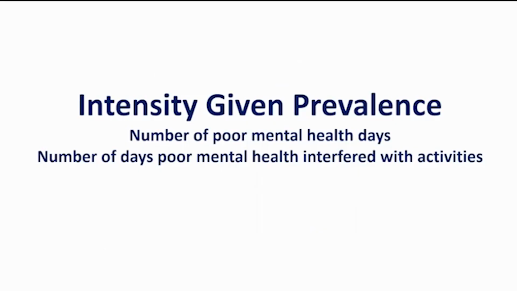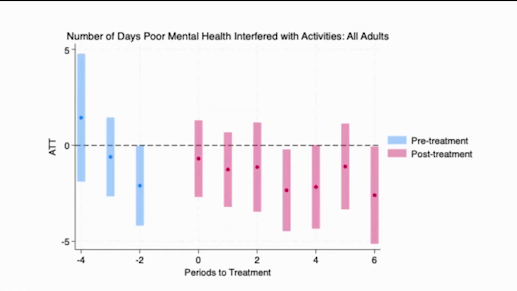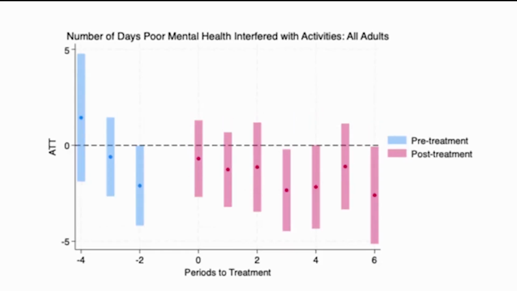All right, so now we're going to shift over. That was the big effect. This is more moderate effects. So maybe you still have any poor mental health days, but maybe you have fewer of them, right? This is all adults. See a lot of nothing. Sorry, this is number of poor mental health days given any poor, all adults. This is if anything interferes with your activities. So you may have the same number of days, but actually it's not so bad each day.